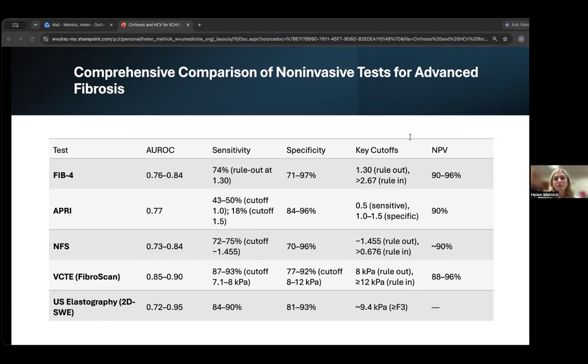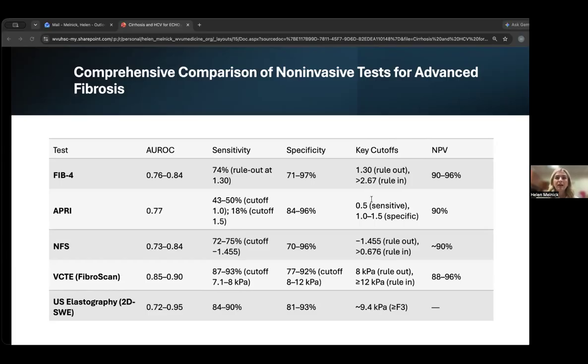In MASLD, a FIB-4 below 1.3 has a negative predictive score around 90 to 96% for excluding advanced fibrosis. A score above 2.67 has a positive predictive value of about 60 to 80%. Roughly a third of patients fall into the indeterminate range and need elastography or biopsy for further evaluation. Because age inflates the score, we raise the lower cutoff to 2.0 in adults over 65.